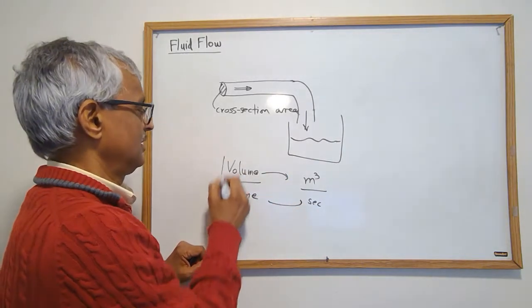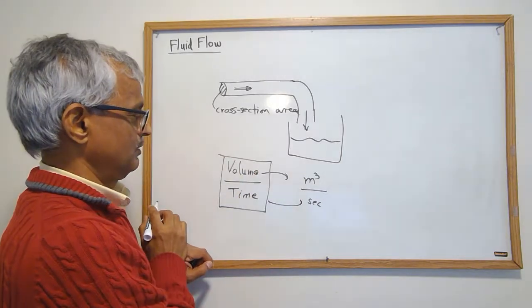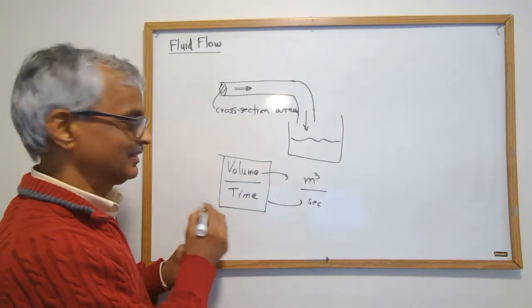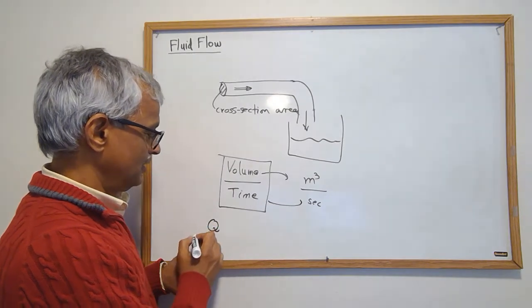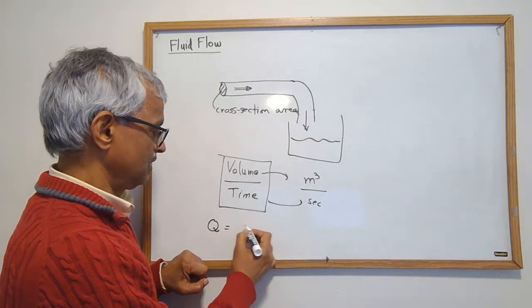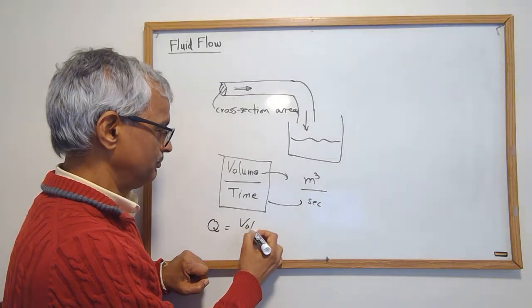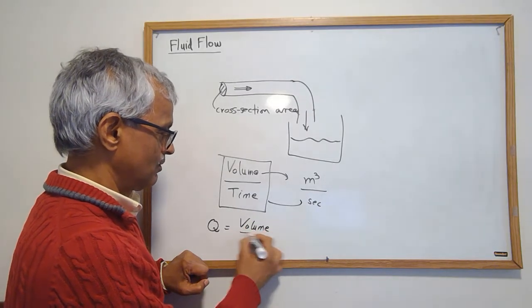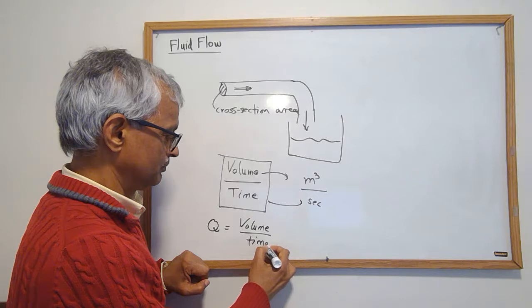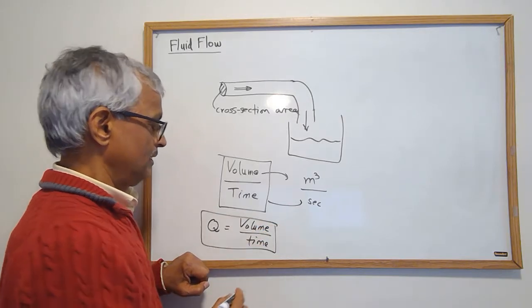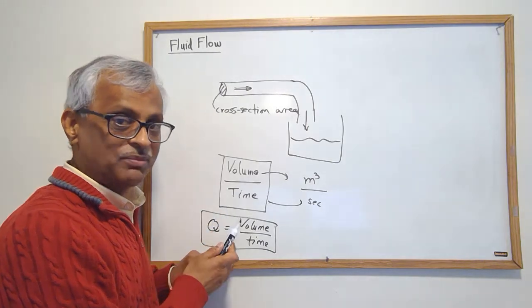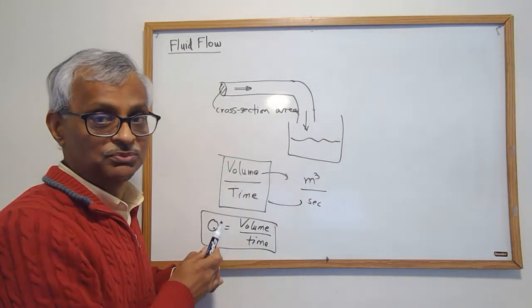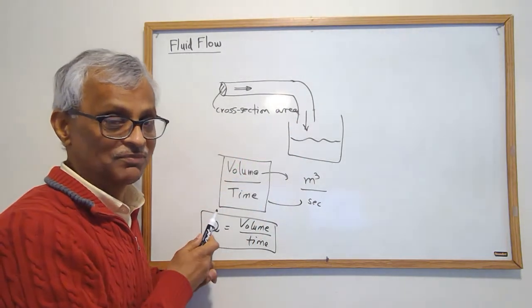We need a name for this, right? So we'll just call it Q, and this is going to be volume per time. Okay, so that looks like a good thing to have. How much volume, how much fluid is flowing, the total fluid that's flowing.